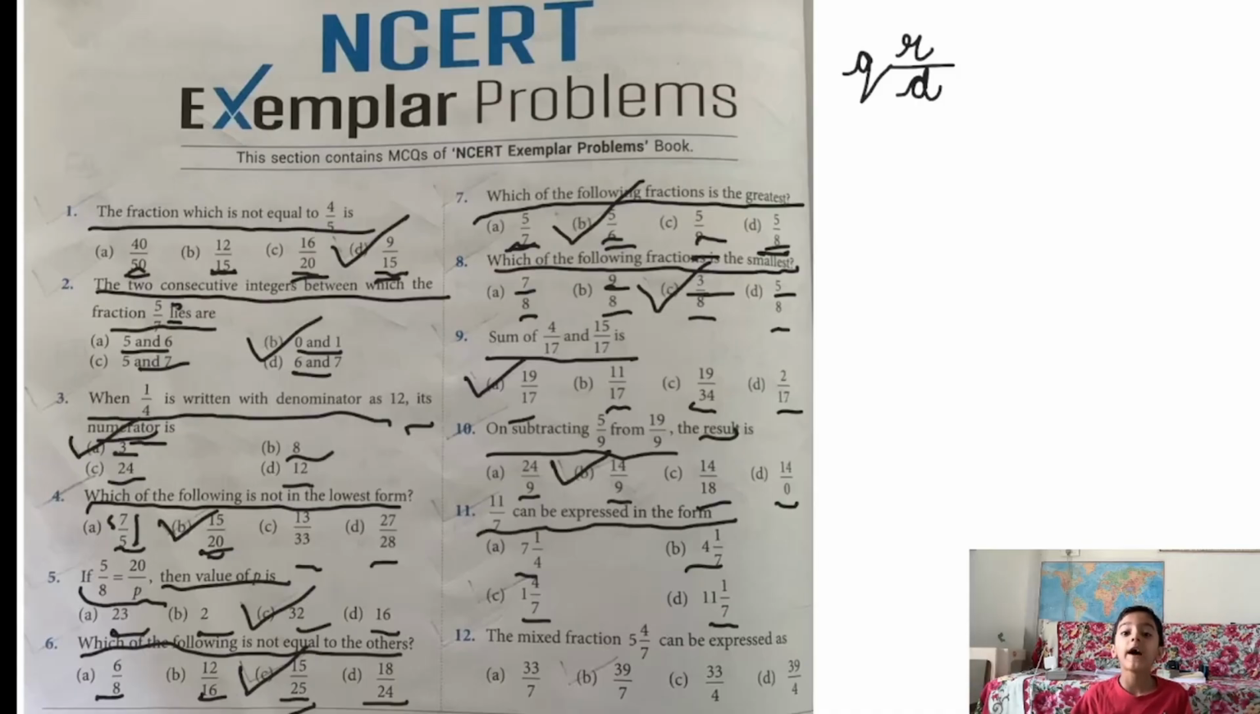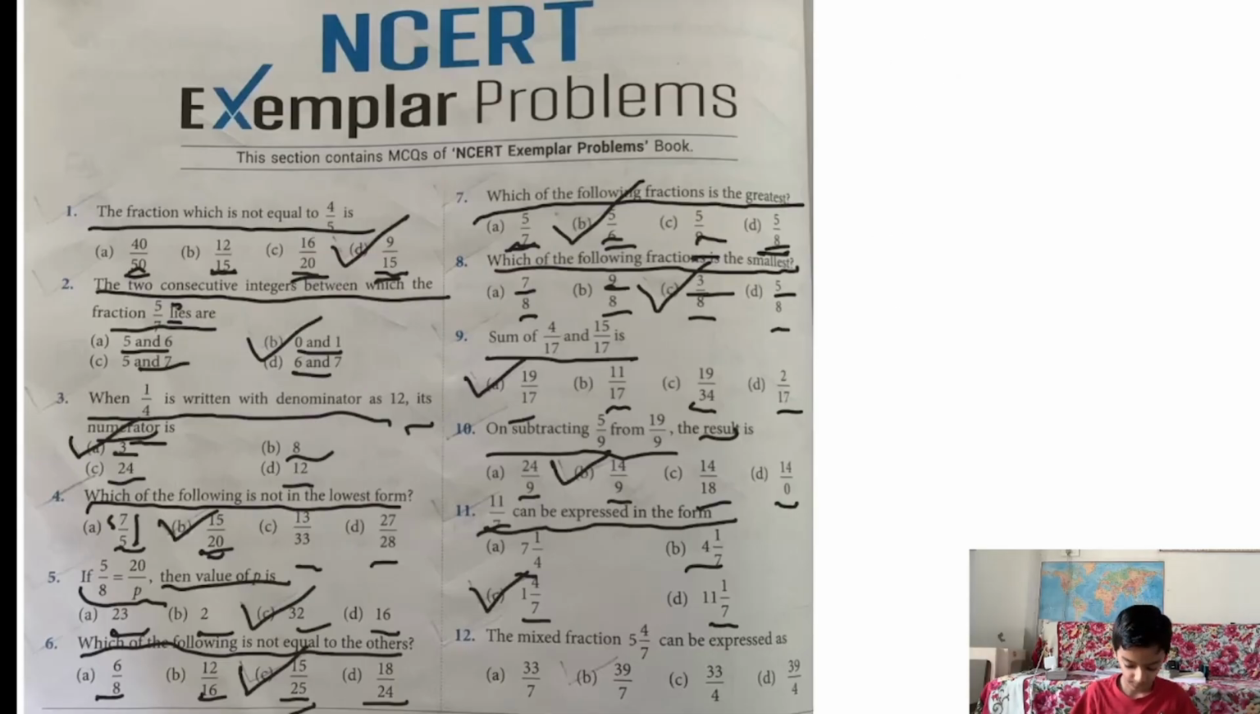Here, when we divide 11 by 7, the quotient is 1. So we'll write it here, the quotient. Then 7 ones is 7. So 11 minus 7 is equal to 4. So the remainder is 4. And the divisor is 7. So we'll keep the divisor in the denominator. So the mixed fraction form of 11 by 7 is 1 4 by 7. So the correct answer of question 11 is option C, which is 1 4 by 7.